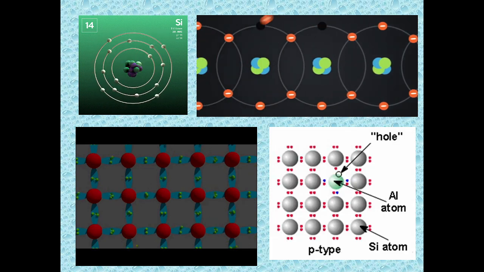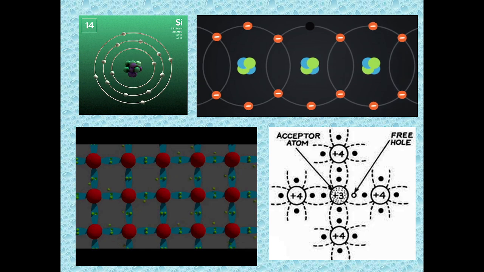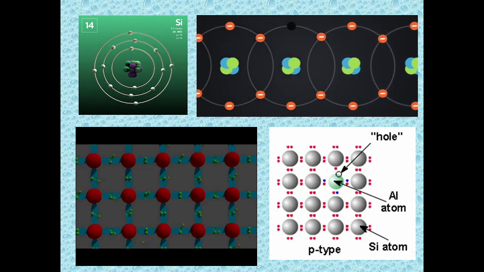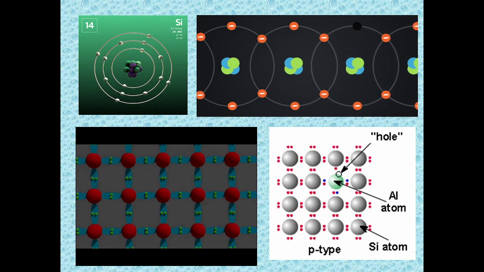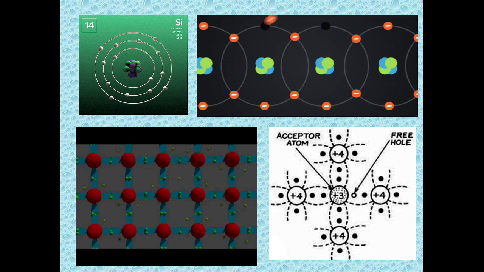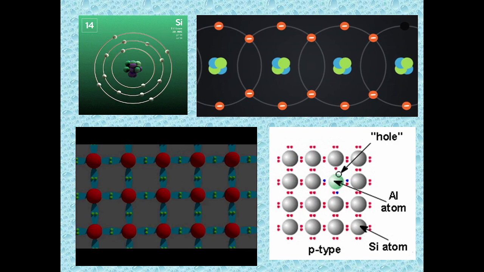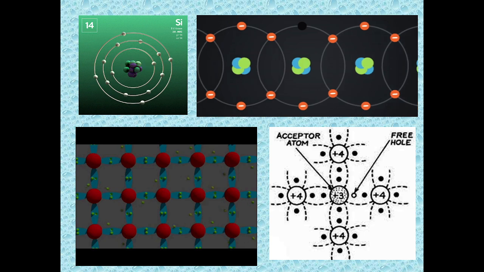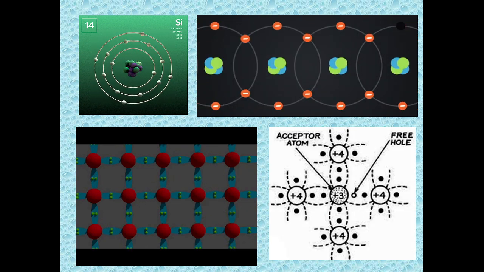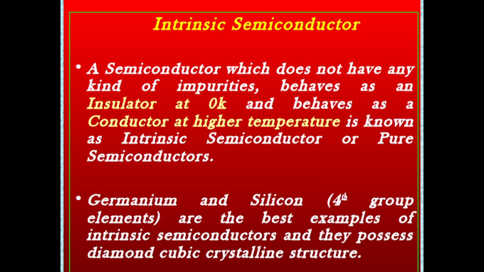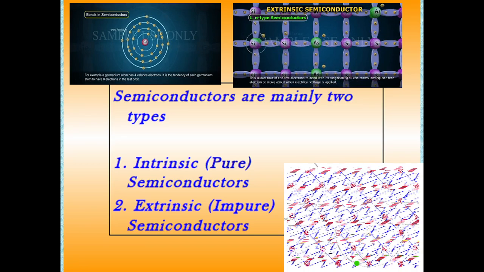In the second diagram, you also see the silicon atoms and how the mutual sharing of electrons takes place. The third diagram clearly explains how N-type and P-type semiconductors work. Here in this diagram, there is the acceptor and the hole. Acceptor means the electron is accepted. A hole means the electron which is missing from that covalent bond. We have to see more about the topic. As we see, intrinsic semiconductors are pure semiconductors and extrinsic semiconductors are impure semiconductors.